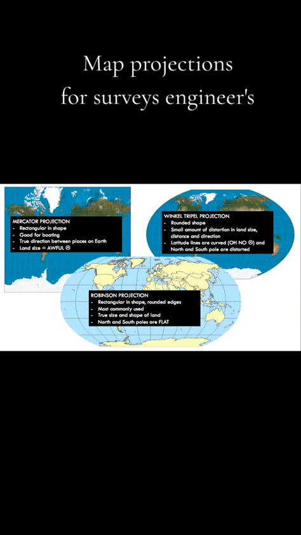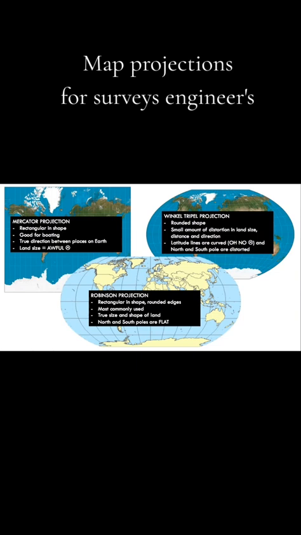The Robinson projection's in the center, and that one's our rectangular shape with the rounded edges. Most commonly used map projection. The best thing about this projection is that it's true to size and shape of the land, and the north and south poles are flat. So that's what we have to keep in mind when we're using this one.